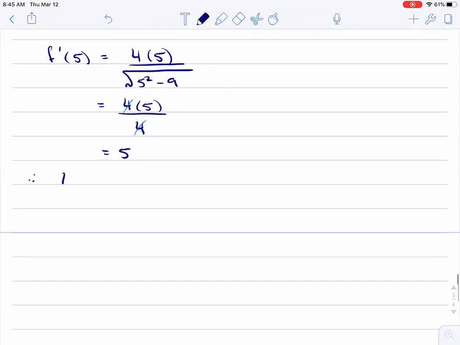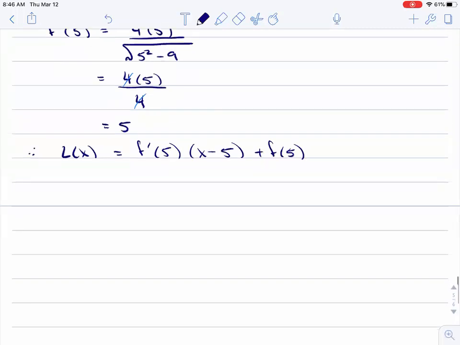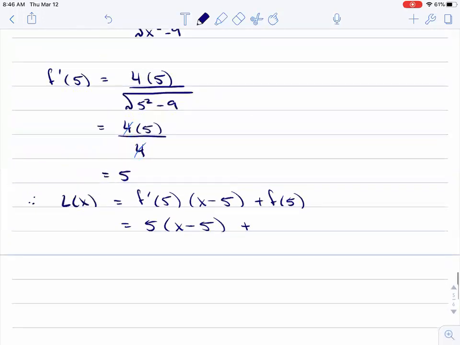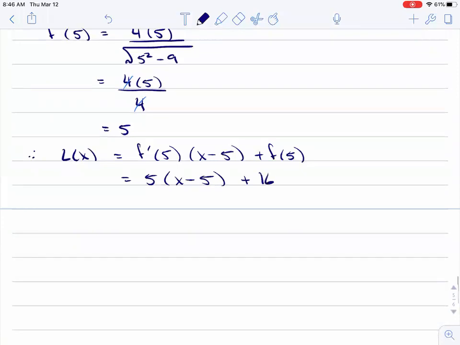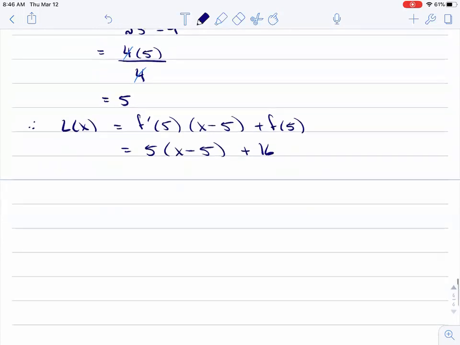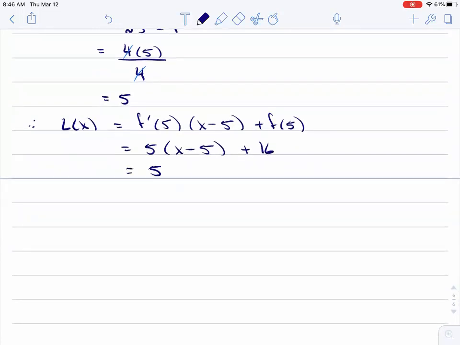So therefore, L of x is going to be f prime at 5 times x minus 5 plus f of 5, which in our case is going to be 5 times x minus 5 plus, and what was f of 5? 16. Plus 16. So I get 5x minus 25 plus 16. I'm just going to go straight to 5x minus 9, mostly because I've got that page break there.